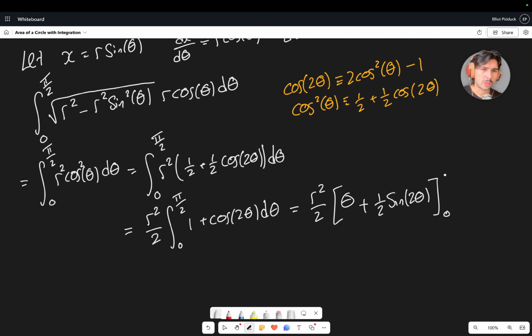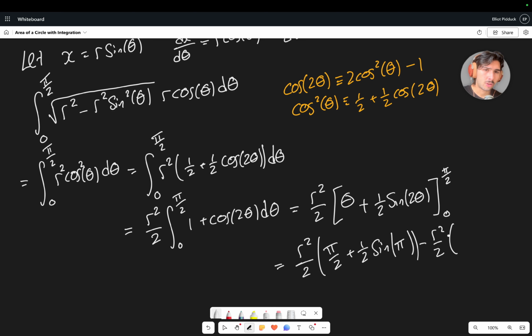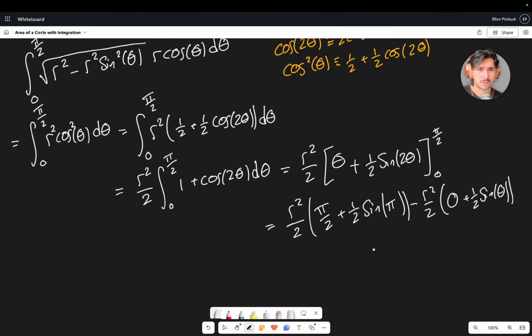Okay, then moving on, I'm evaluating it from 0 to pi over 2. And then I can plug my values in. So I've got r squared over 2, and then here I've got pi over 2 plus 1/2 sine of 2 times pi over 2, so this is just pi, minus r squared over 2 times 0 plus a half sine 0. Okay, and that second bracket is boring because it's just all zeros.